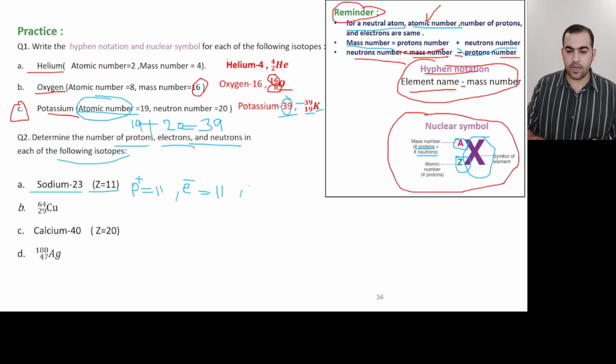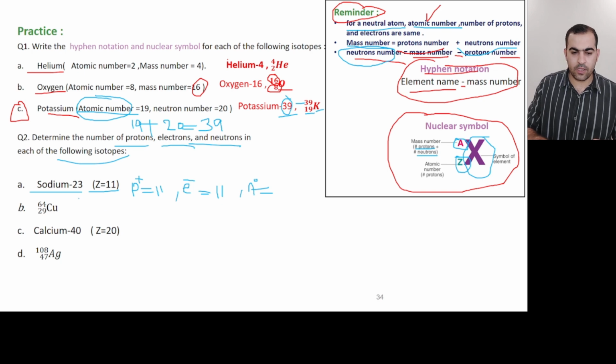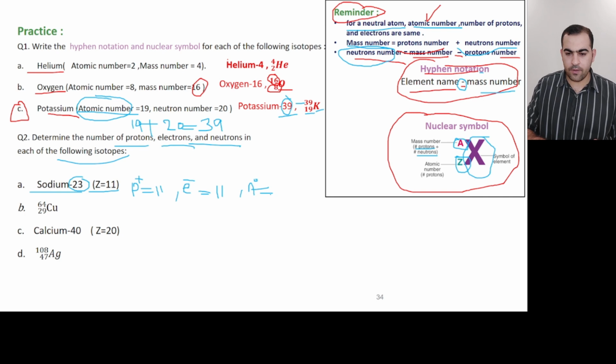Neutrons number equals mass number minus protons number. Mass number is 23. In hyphen notation, we know that what comes after the hyphen is the mass number. So 23 minus 11 equals 12. 12 is the number of neutrons.